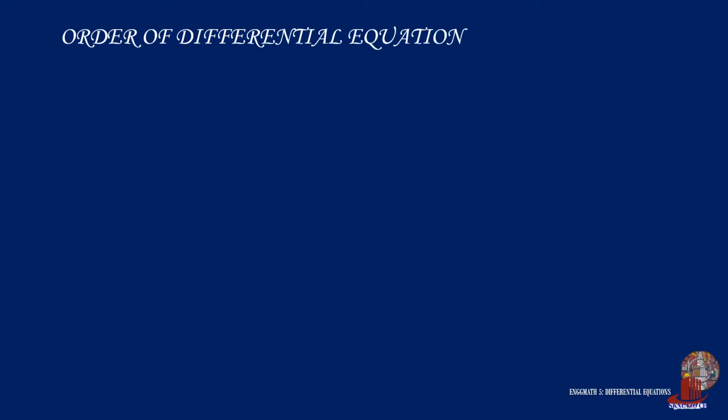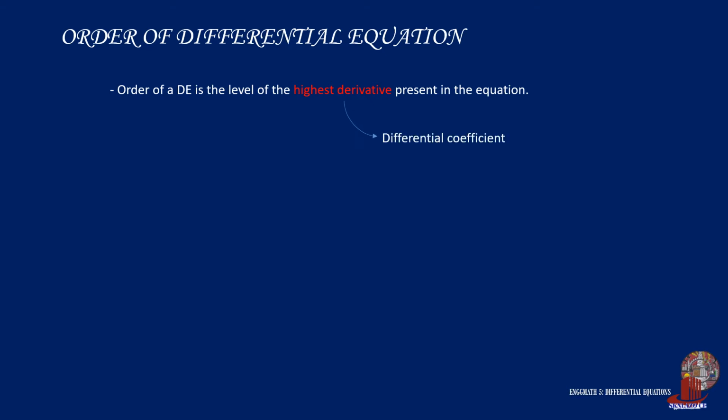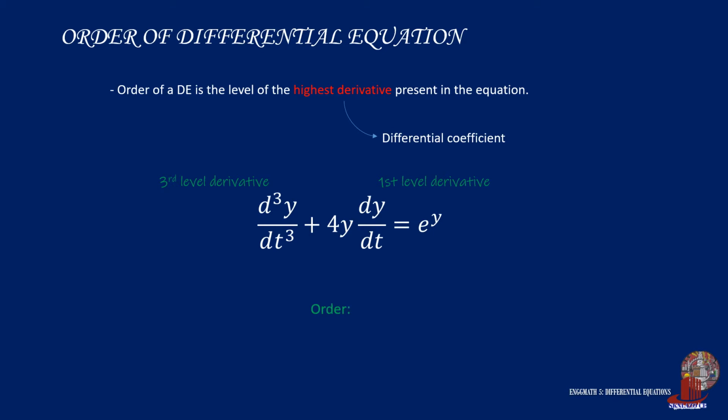The order of a DE is identified as the highest level of the derivative present. Such level is also termed as the differential coefficient. In the equation shown, there are two terms with derivatives. The first is the third derivative, and the second term is the first derivative. So in this case, the order of the differential equation is 3.